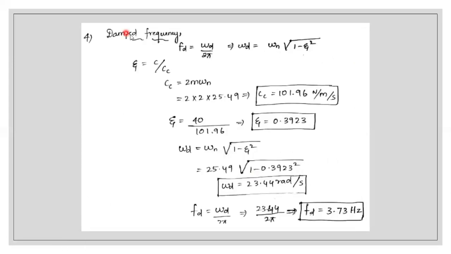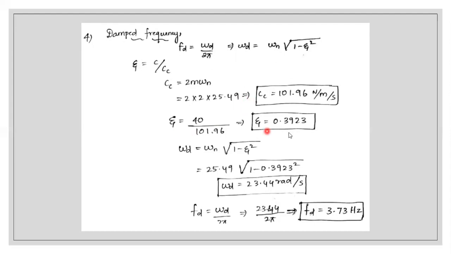So the fourth thing is damped frequency. So damped frequency means fd is equal to omega d by 2 pi. So this is the formula. If you want to know the omega d value, omega d is equal to omega n root of 1 minus eta square. So we need to determine the eta, right? So eta is nothing but c by cc. So cc we can easily get as 2 m omega n. Omega n we know, so cc we can easily calculate, and the c value we know. Since we know the c value and cc value, eta can be easily calculated.